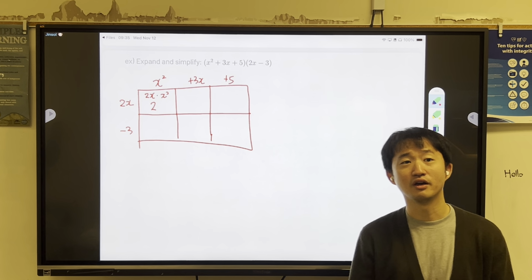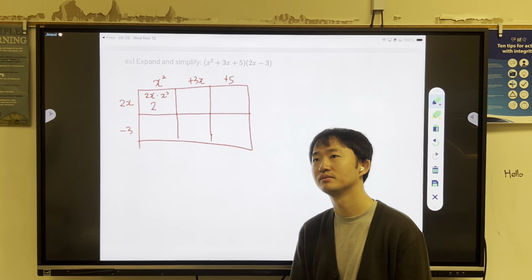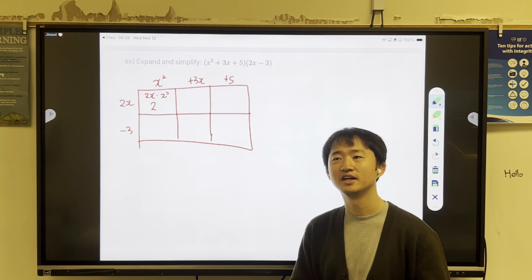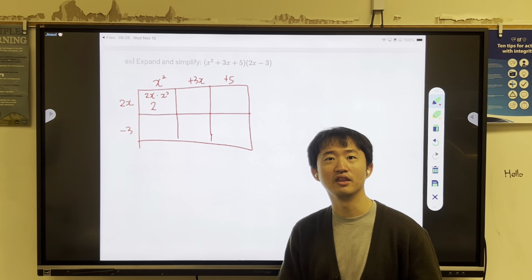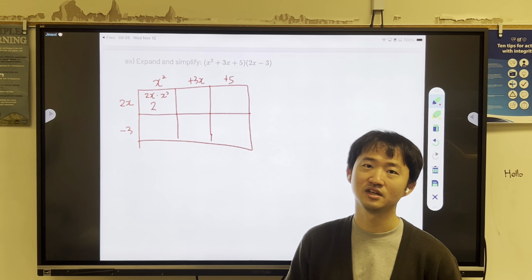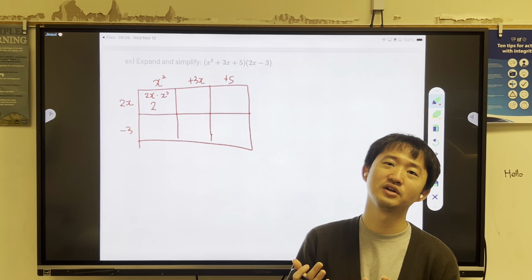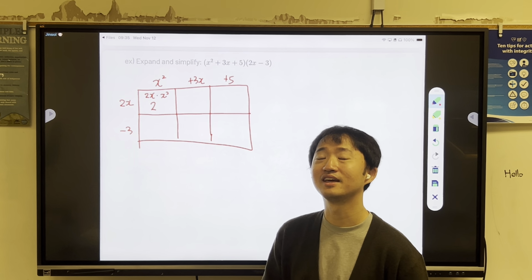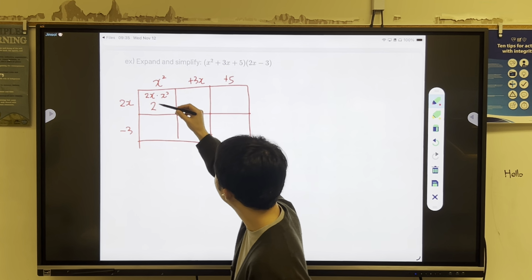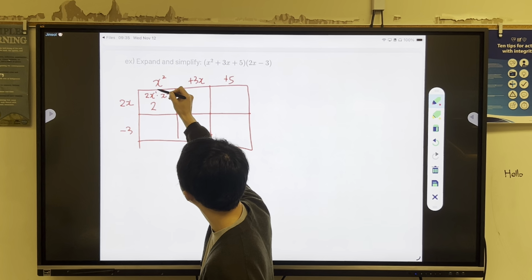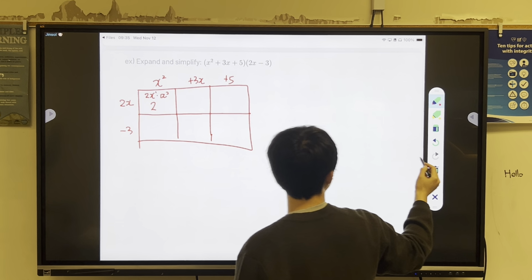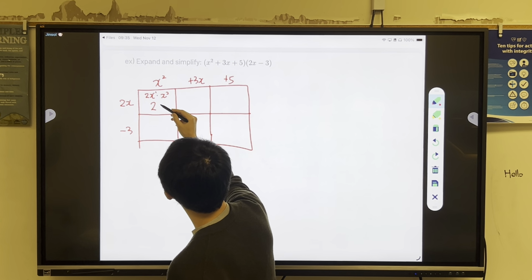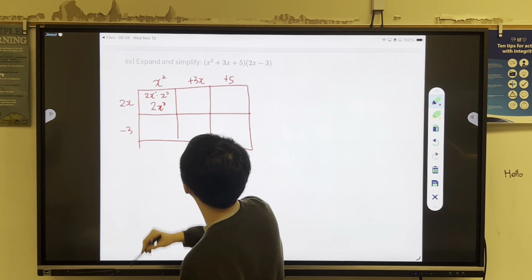What about the variable part? We have x times x squared. Well, we can use the exponent law that we learned in the previous lessons. When you're multiplying two numbers with the same base, then we add the exponents. The exponent of the first one is 1, actually. So 1 plus 2 is going to be 3. That's 2x cubed.